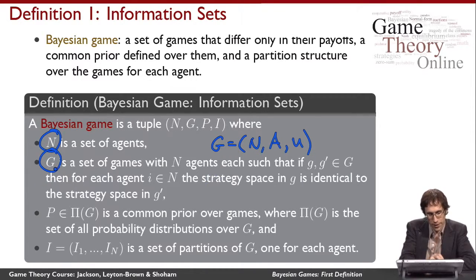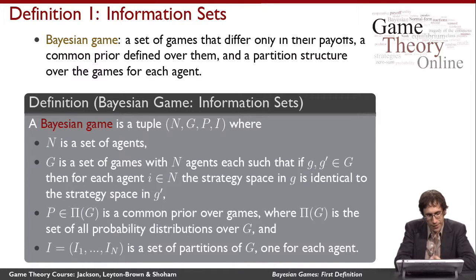So we're going to restrict this set of games here to all have in common the same set of agents and also the same action sets. So these games are going to differ only in their utility functions. Then P is going to be an element of the set of all possible probability distributions over games. This is going to be our prior distribution. So this is going to tell us how likely each of these games from the set G is.